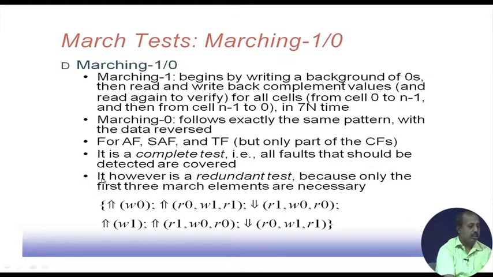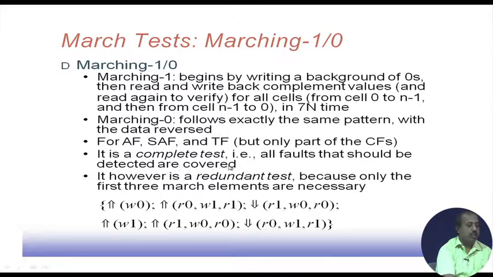So, this is marching 1. Similarly, I can have a marching 0. So, this will have a marching 0 sort of thing. Here, this particular sequence can detect address decoder fault, stuck-at fault and transition faults, but only a part of the coupling faults. It is a complete test.